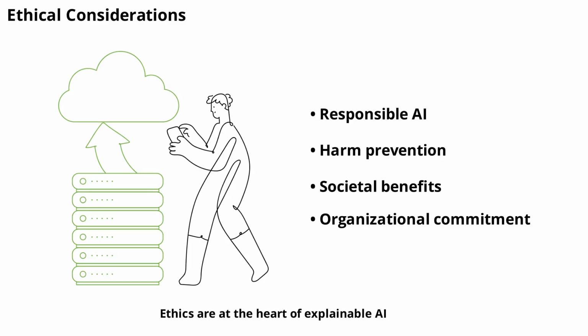Ethics are at the heart of explainable AI. Transparent and understandable AI systems are less likely to cause harm or be misused. By prioritizing explainability, organizations demonstrate a commitment to responsible AI development and use. This ethical approach benefits both individuals and society as a whole.